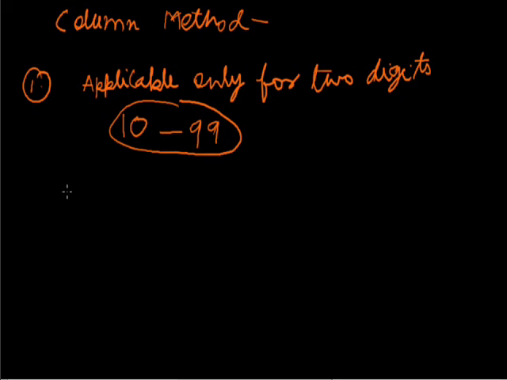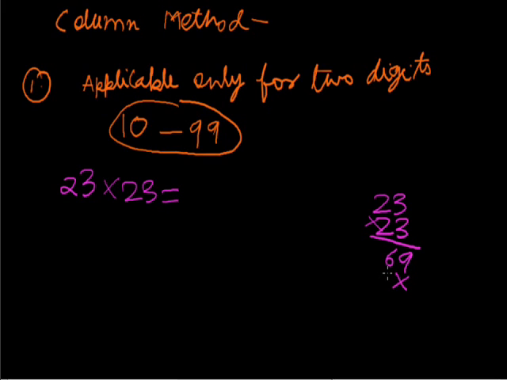How to use the column method? First of all, take any number. Let's say we take the number 23. We have to find the square of 23 without actually multiplying 23 with the same number. We can check also: 23 multiplied by 23 gives 3 times 3 is 9, 3 times 2 is 6, 3 times 2 is 6, and 2 times 2 is 4, giving the answer 529.